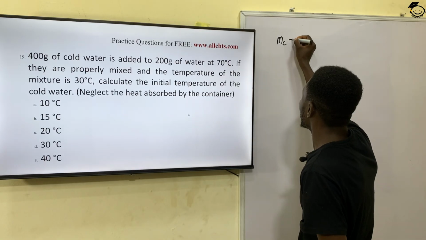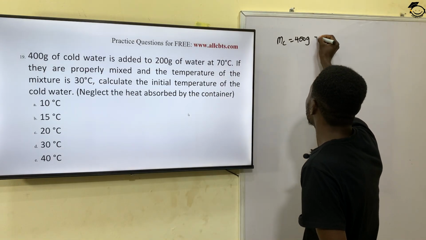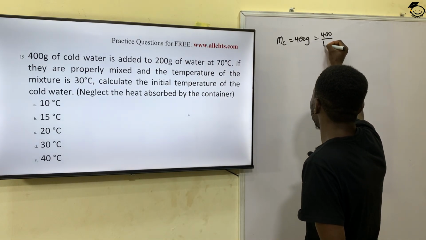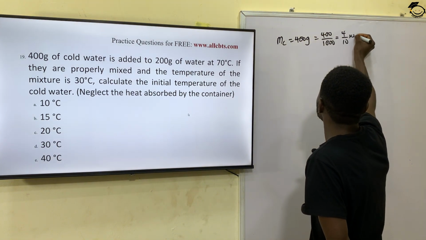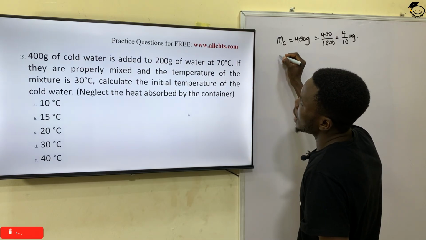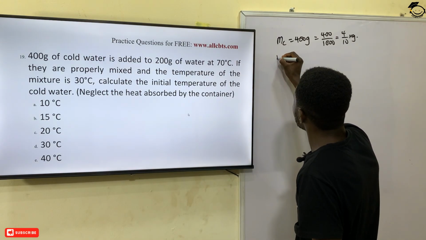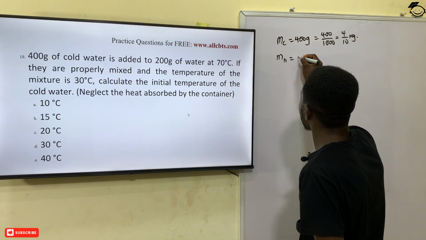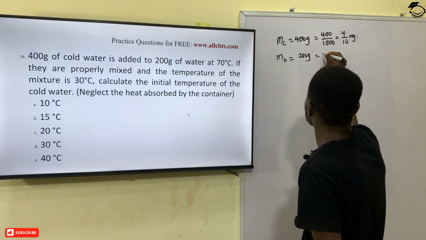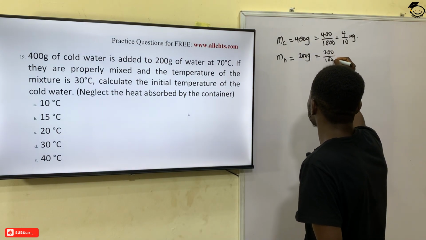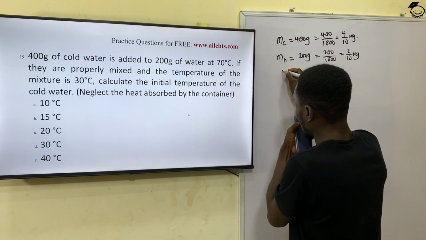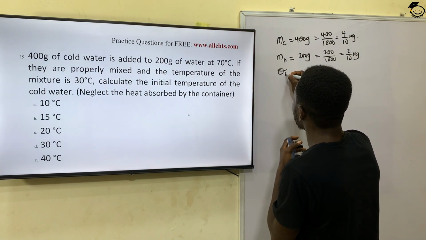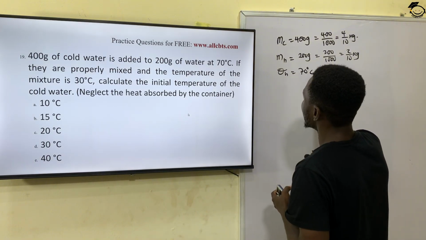So we have the mass of cold water here as 400 gram. This is 400 over 1000, that will give me 4 over 10 kg. It's added to 200 gram of water. So we have the mass of hot water here as 200 gram, so that will give me 200 over 1000, that will give me 2 over 10 kg. So we are given the temperature of hot water here as 70 degrees Celsius.